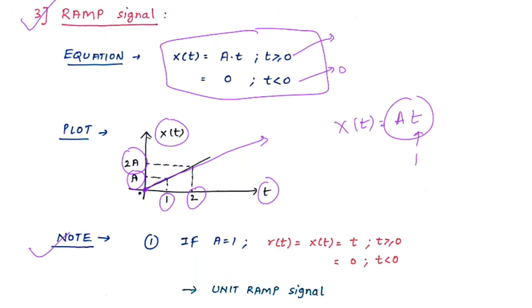The note is, if a is equal to 1, then the symbol x of t changes to r of t. So this is the ramp signal, where our a was 1, so 1 into t is t. This works for t greater than or equal to 0. For negative values, this function is not valid, so the answer is 0. And again, if the amplitude is 1, it is the unit ramp signal. Okay, let's move forward to the fourth signal.